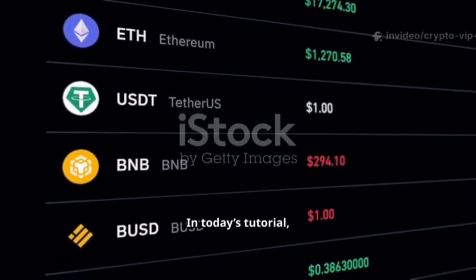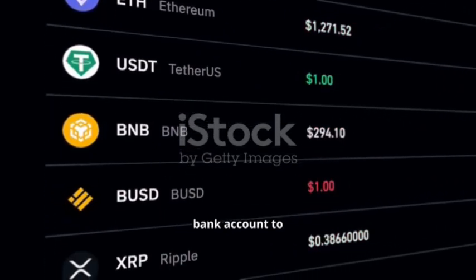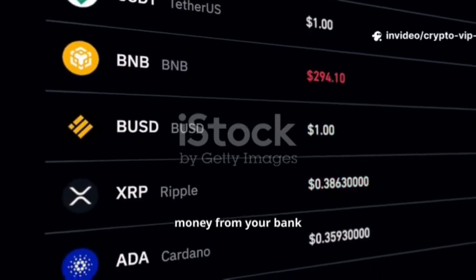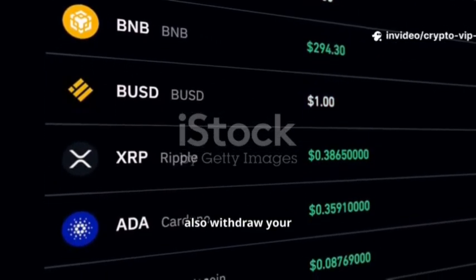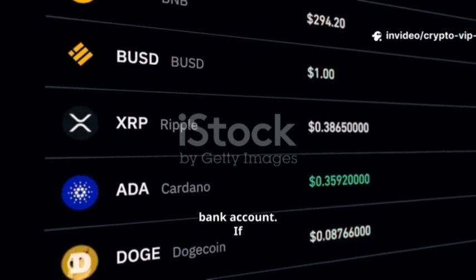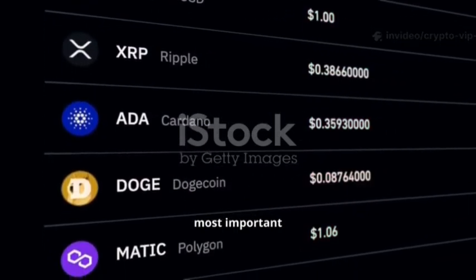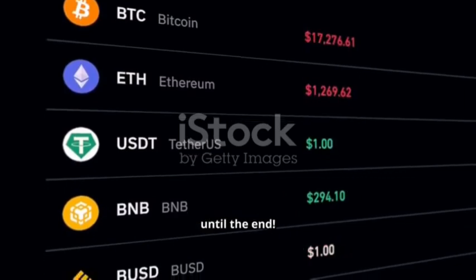In today's tutorial, I'm going to show you how to link your bank account to Binance step by step. This will allow you to deposit money from your bank into Binance and also withdraw your profits back to your bank account. If you're new to Binance or crypto trading, this is one of the most important things to learn, so stick with me until the end.